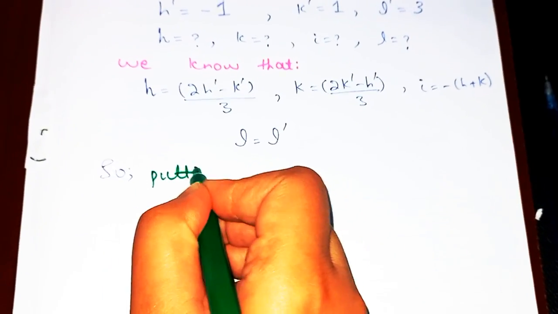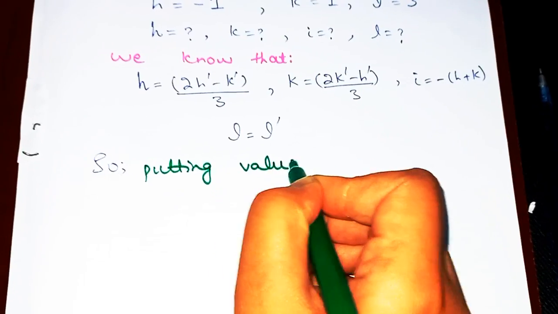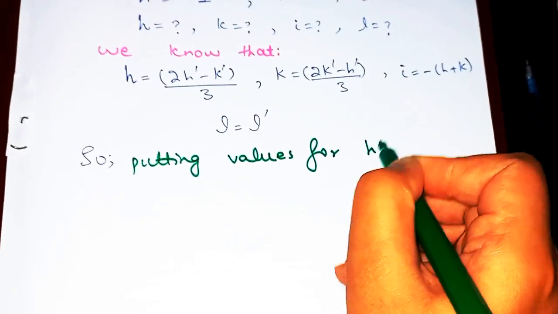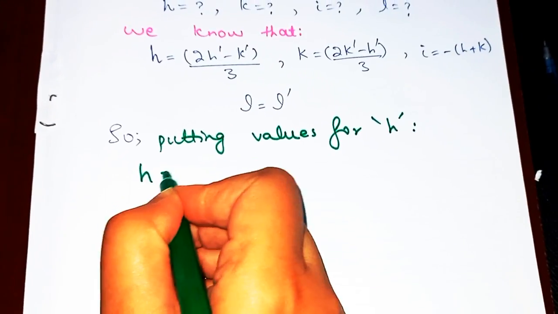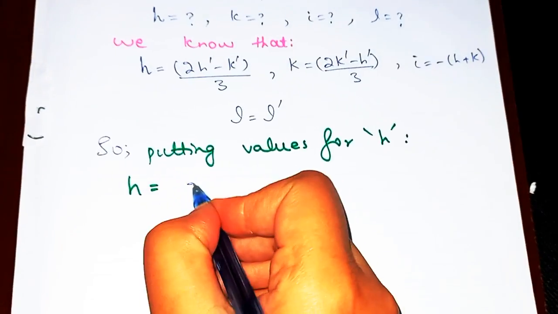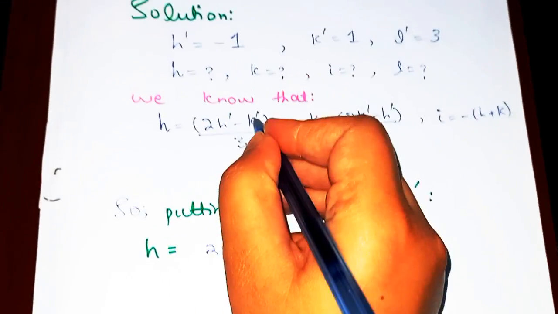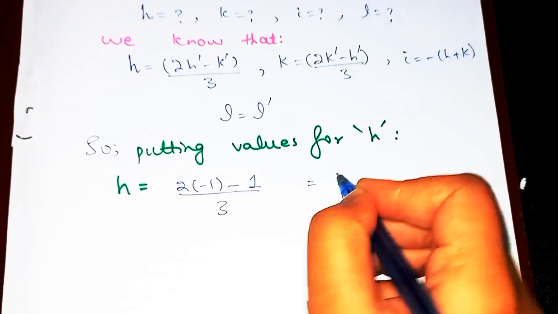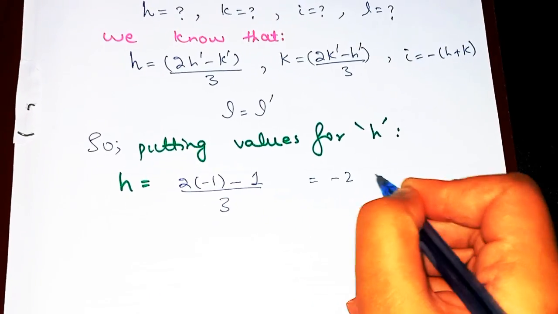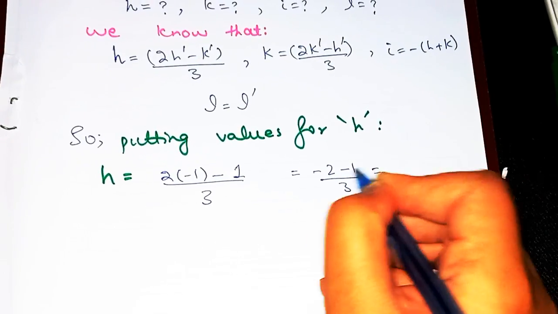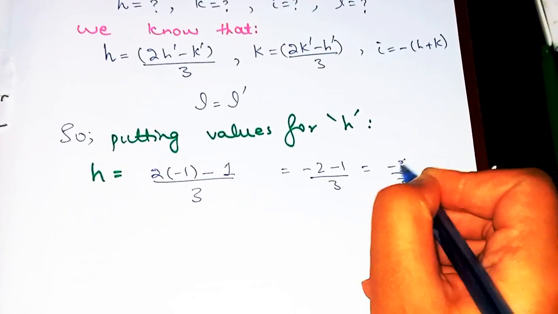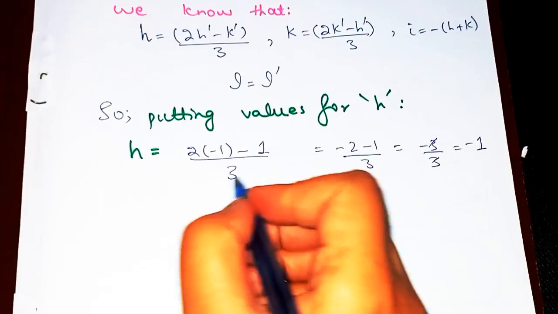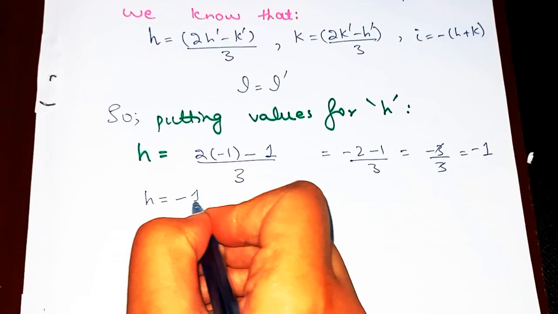So let's put values for h. So h equals 2 times h prime, which is minus 1, minus k prime, which is 1, divided by 3. So 2 into minus 1 is minus 2, minus 1 divided by 3, minus 3 divided by 3, 3 cancels out and it's minus 1 at the end. So h equals minus 1.